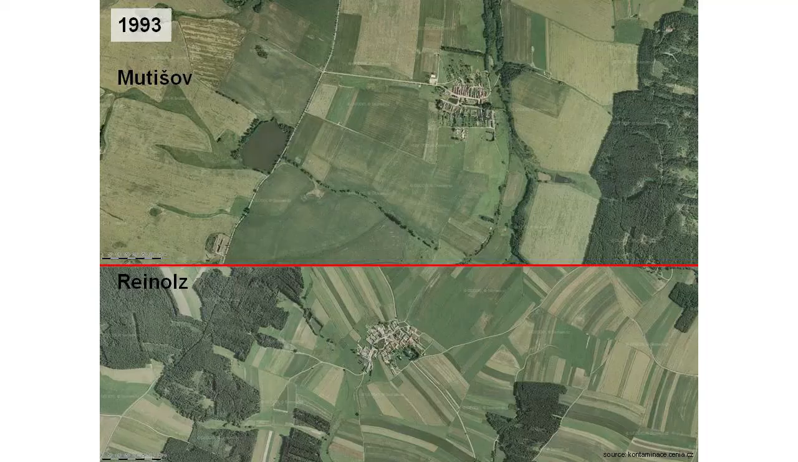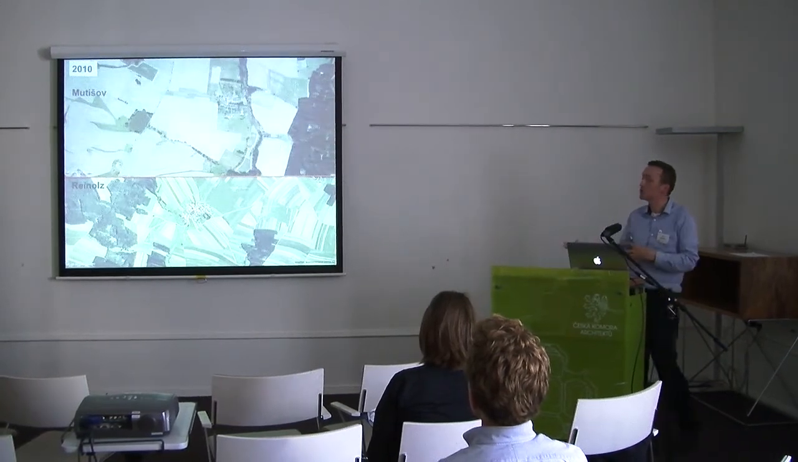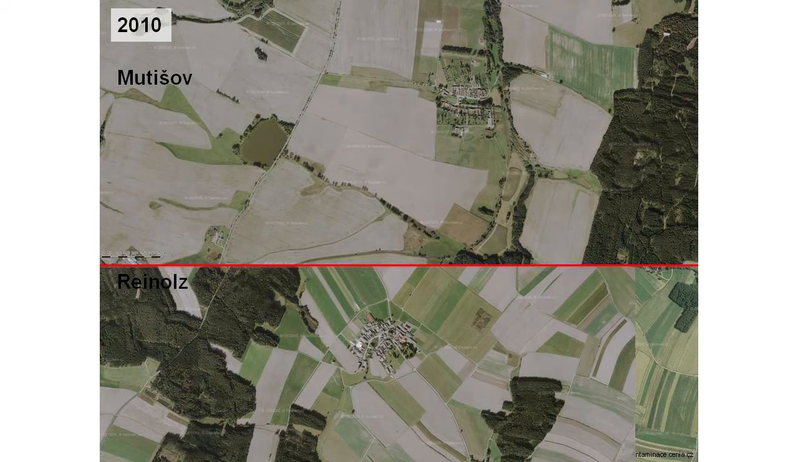Like Jitka was describing with the subsidy system, it also started to have an impact on agriculture. Just for comparison, this is the state of the landscape around those two villages in 1993, and this is how it changed in a couple of years. The land became more and more intensively farmed, and something similar but much slower is also happening on the Austrian side.